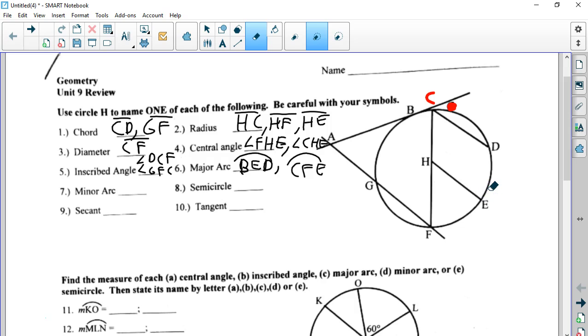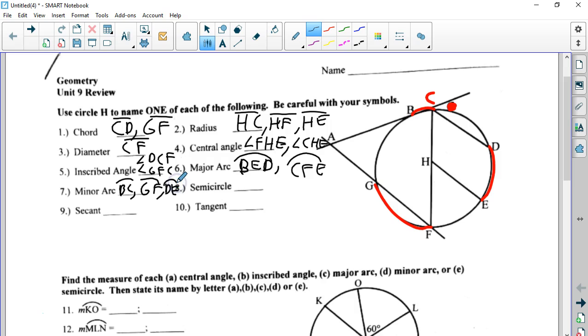A minor arc is going to only have two letters, and it's got to be less than a semicircle. DE, GF, BC. Those are all minor arcs. Okay? So again, you're going to put an arc mark and just use the two letters, BC or GF, or DE. All those are minor arcs.